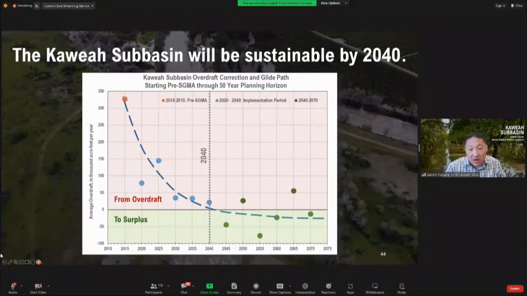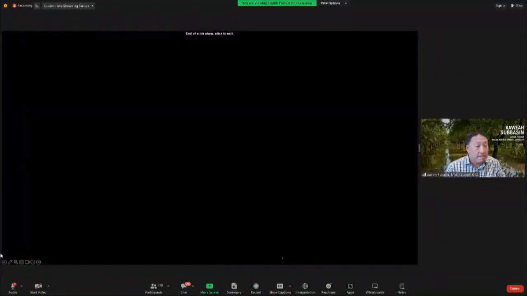So as we implement our management actions and projects, we hope that we can continue this momentum and achieve groundwater sustainability. We look forward to collaborating with the State Water Resources Control Board and the staff, and we look forward to the public's interaction with us as we achieve our goals in the Kaweah Subbasin. Thank you very much, and we look forward to the questions.